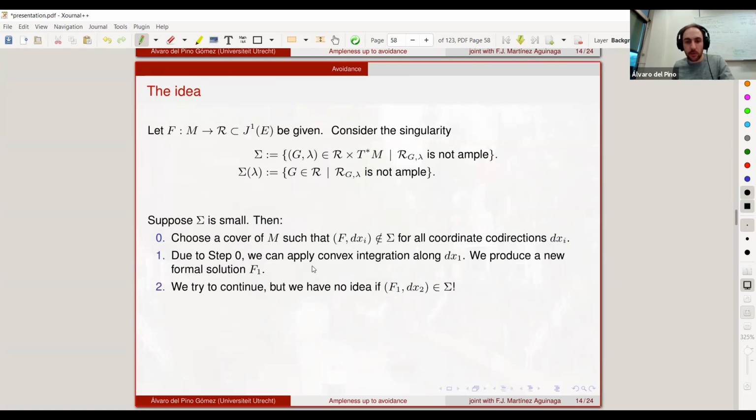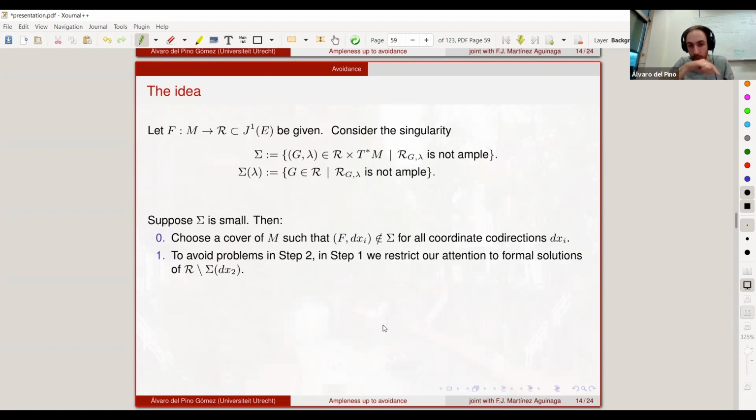Now this happiness was short-lived, because you've produced this F1, and sure, F was good for dx2, but F1 need not be, because you chose it just inside R. You didn't ask anything about it. So you try to be clever, and say, let's go back to step 1. Instead of choosing formal solutions of R for F1, we'll choose F1 in R minus this problematic set for the second direction.